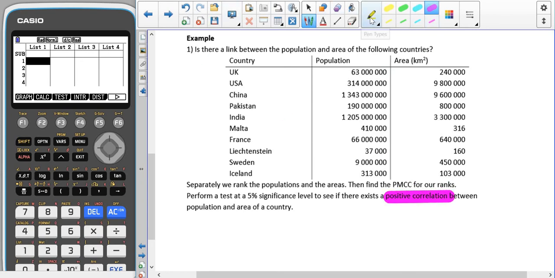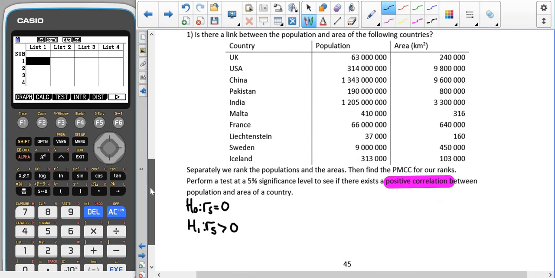So as I said before, our H0 is going to be RS equals 0, and our H1, in the same way as it was for PMCC, if we're looking for a positive correlation, we want that to be greater than 0. If we're looking for a negative correlation, we'd want that to be less than 0.